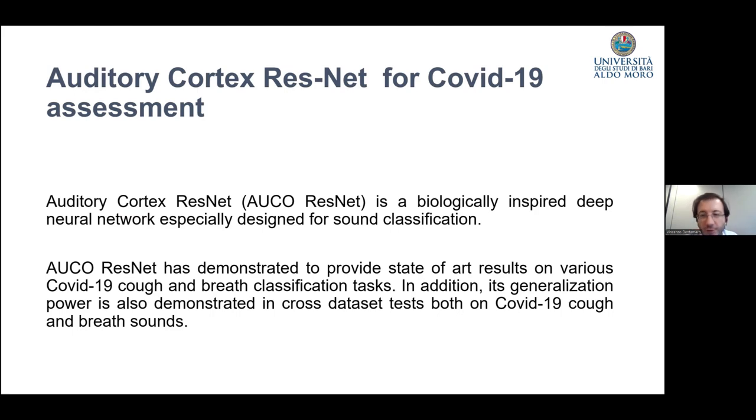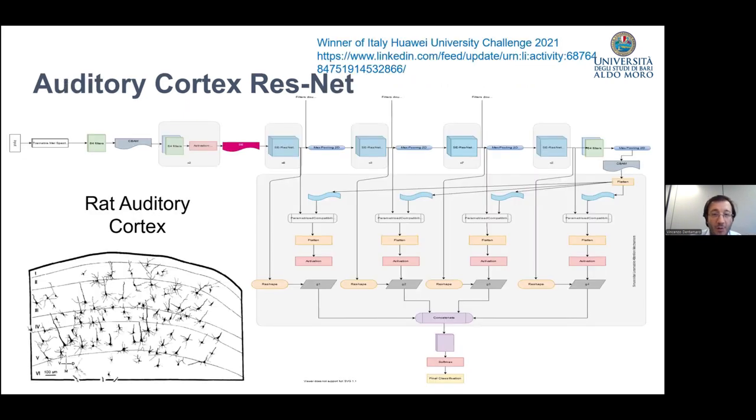We also ran out-of-distribution tests, both on COVID-19 cough and breath sounds, which means that it has been trained on a dataset called Coswara, which was a very big dataset from India, and it has been tested on the Cambridge cough and breath sound dataset, which we obtained from the University of Cambridge, showing robustness to biases. So this is the architecture. With this architecture, I won the Huawei University Challenge in December 2021 in the Edge AI category.